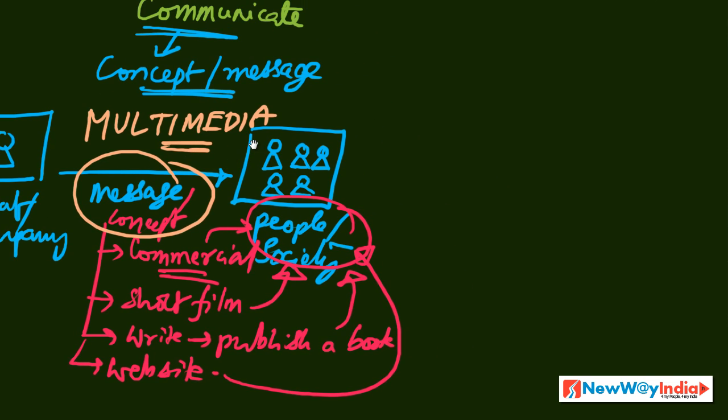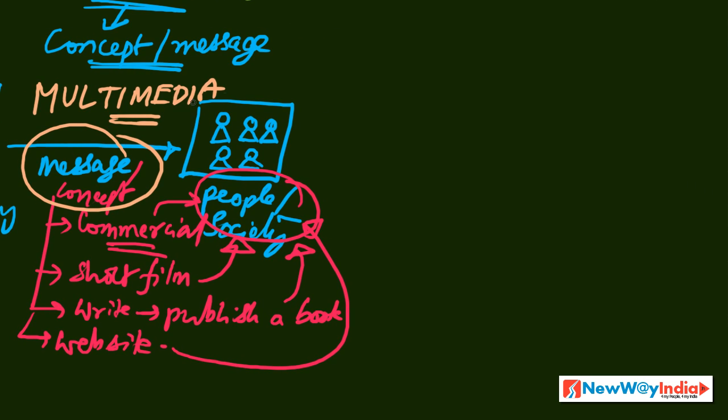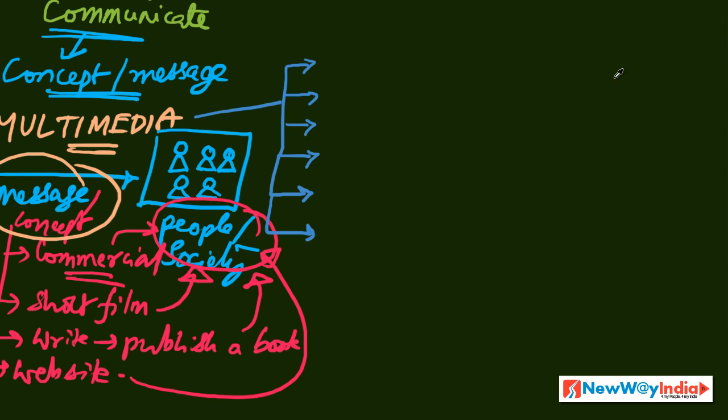We want to use different medias, and here we have five different components. That is what we call the components of multimedia. For example, the first one is text. The second one is images. The third one is audio.